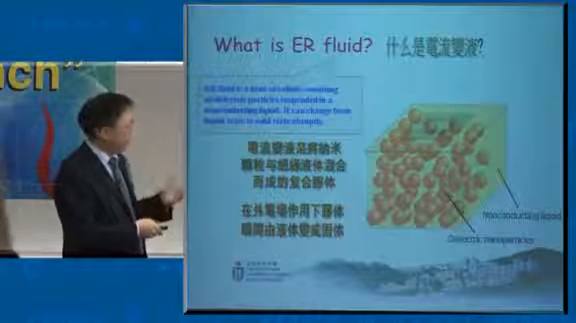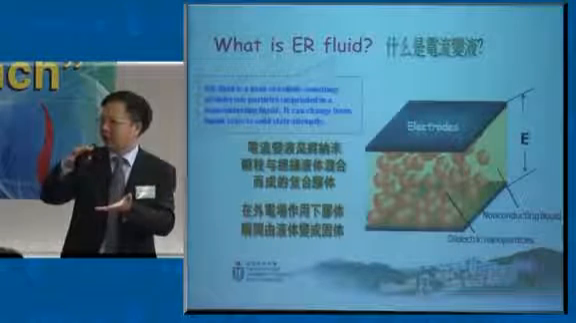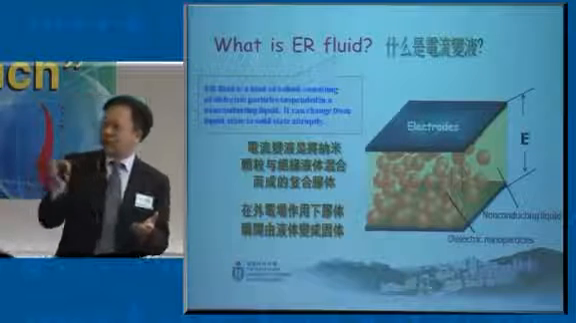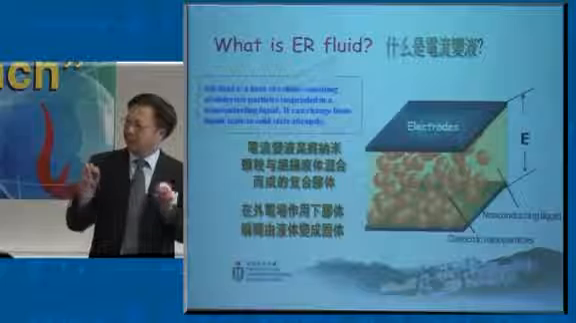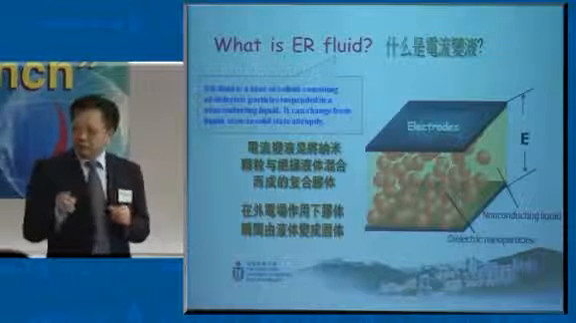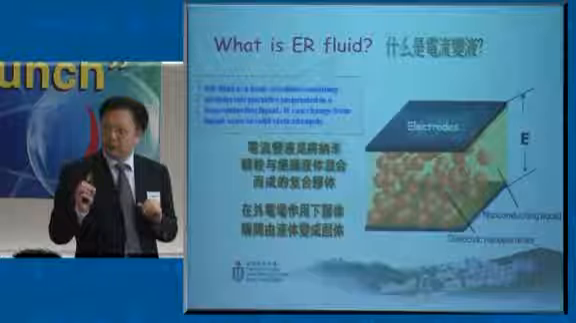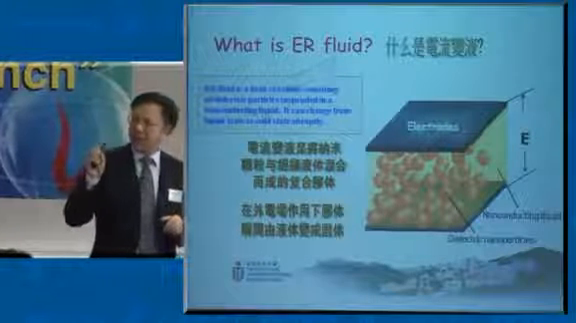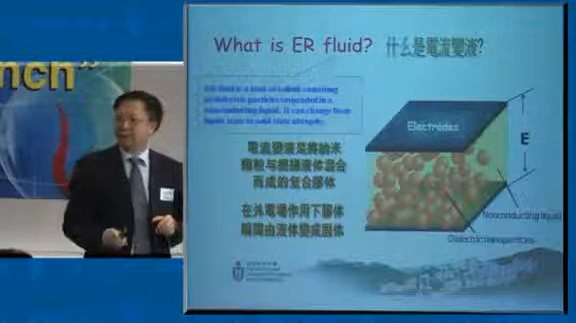When this material is applied to an electric field, that means you apply voltage, it changes from a liquid state to a solid. This change can be reversible, so we call it a smart material. Also, we call it solid-like material, because it's not a real solid material. This transition is very fast. Its response time is 1 millisecond, so it's very, very fast and reversible.